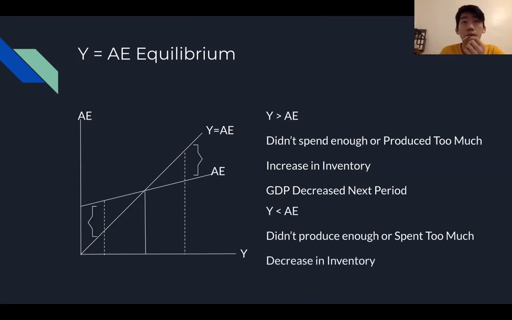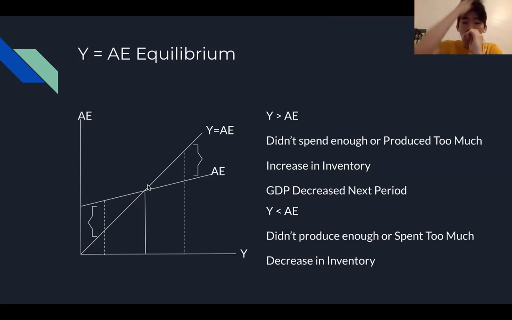We have to make up the losses somewhere. Essentially, it's just like being out of stock. You can think about it in this way. It's out of stock. And so what we're saying is that because we didn't produce enough, we should just produce more next period. So therefore, there's an increase in GDP next period because we know that we need to produce more to get back to equilibrium. So we're going to move up the y equals AE line. And as we do so, AE returns back to equilibrium here as well.